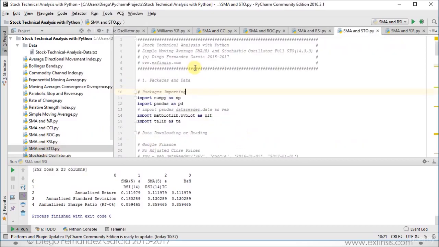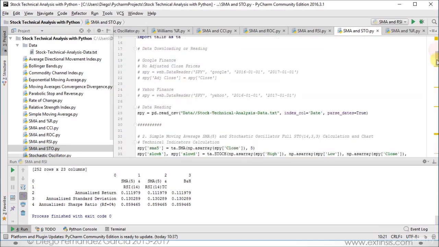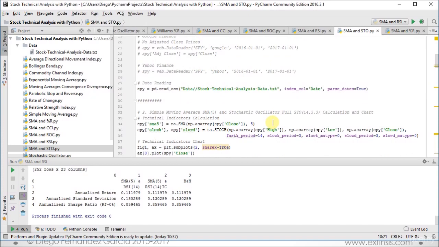Again, they have similar mechanics as they are meant to be standalone type of files. We import our packages, we read our data, next we calculate our technical indicators, simple moving average for 5 days, and then our corresponding stochastic oscillator for slow K and slow D. Slow K is the first smoothing of 3 days and slow D is the second smoothing. Therefore, we have as parameters for the corresponding technical indicator the fast K period 14 days, the first smoothing of slow K 3 days with its MA type of 0 or simple moving average.